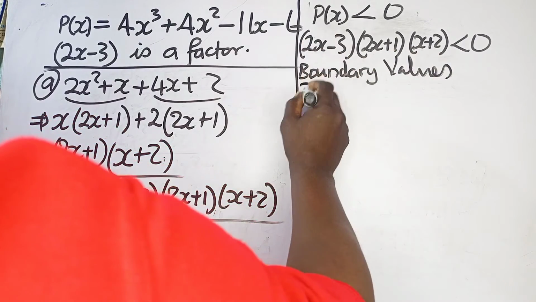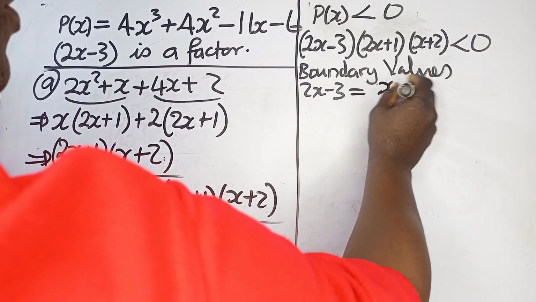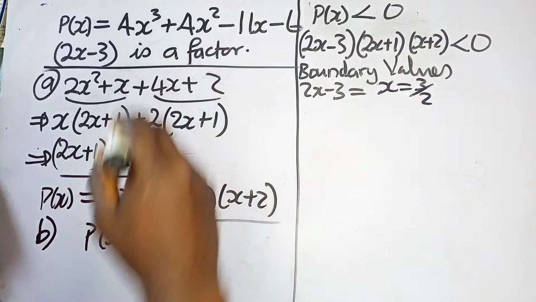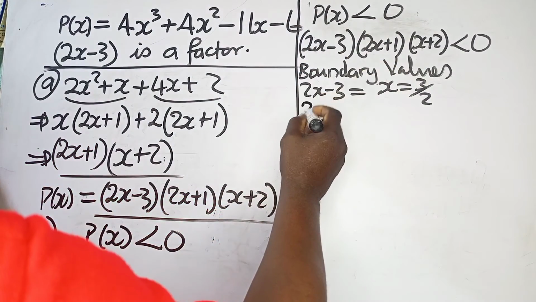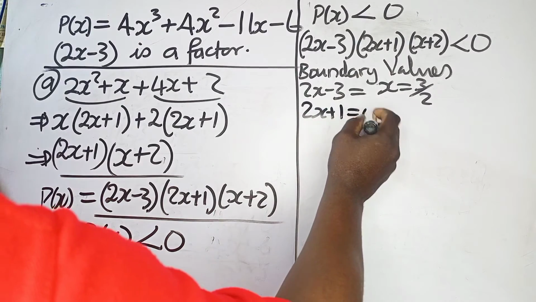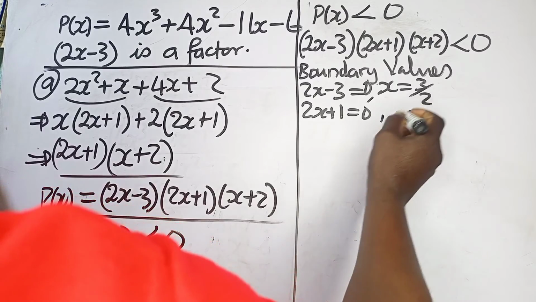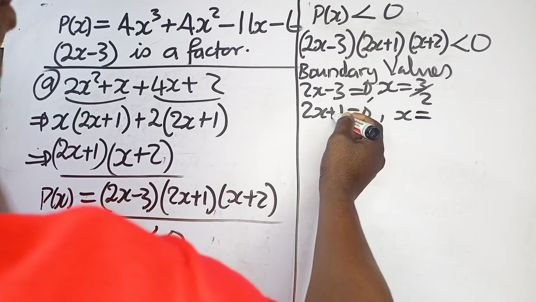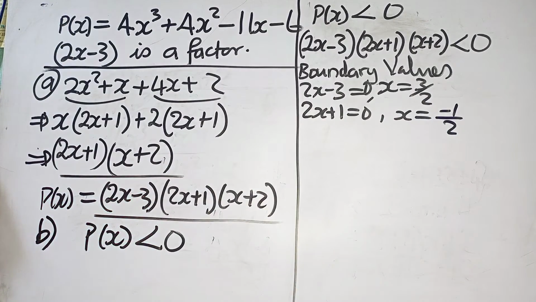We set each of them equal to 0 and solve for the unknown. So we have here x will be equal to 3 all over 2. That's the first boundary value. Set this one also equal to 0 and solve. Okay, so if we solve, we'll have x is equal to, we'll take this positive one that will become negative 1, we divide both sides by 2. That's the next boundary value.